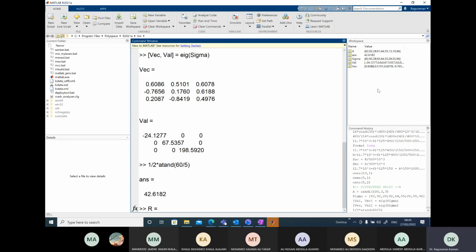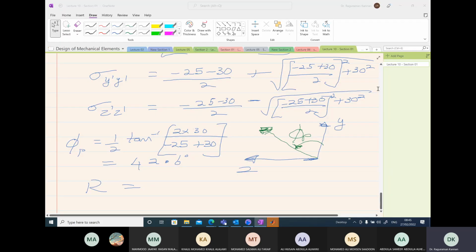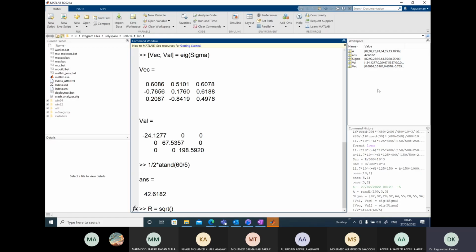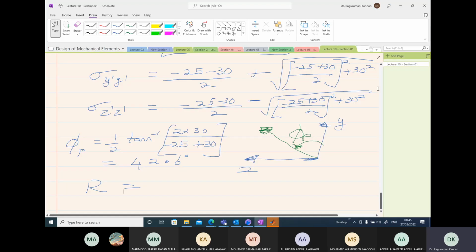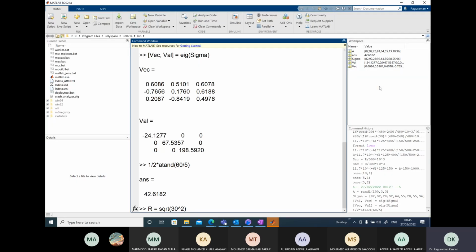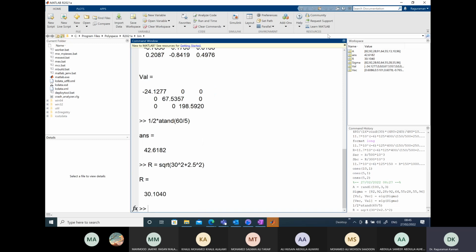Let's calculate the R value. Yes, square root of 30 square. Cannot get that high value. Here we have 5 over 2 whole square. So 2.5 square. We get 30.1040. Okay, this is the R value.